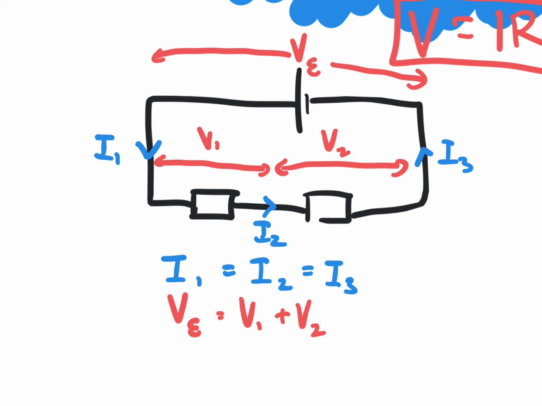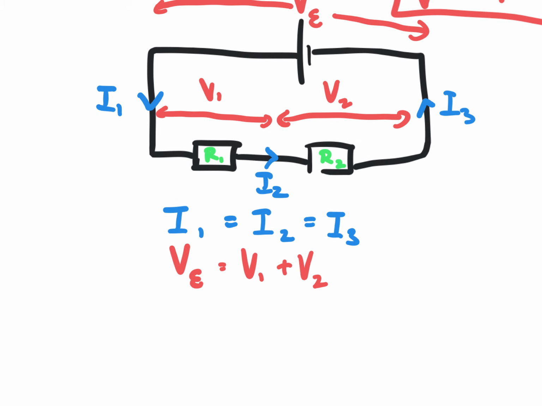Finally, what about the resistance? So let's use this color. R1 and R2. How do I find the total resistance? As long as it's in series, the resistance will add up. So RT, for R total, is equal to R1 plus R2.